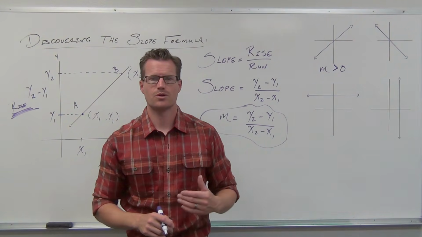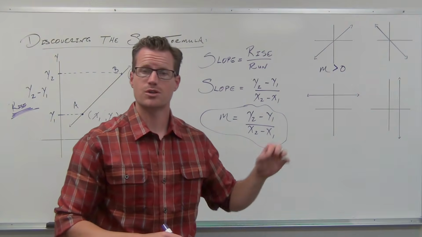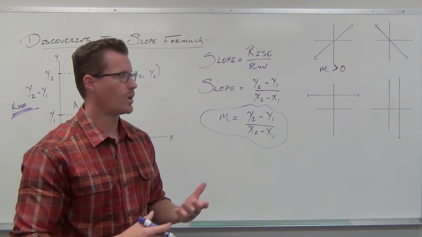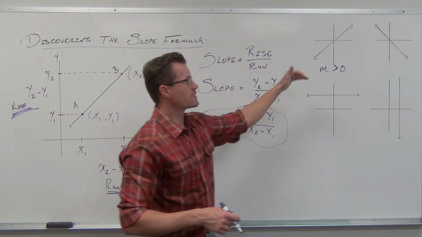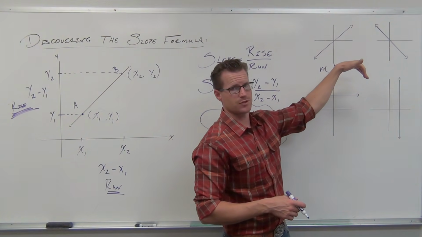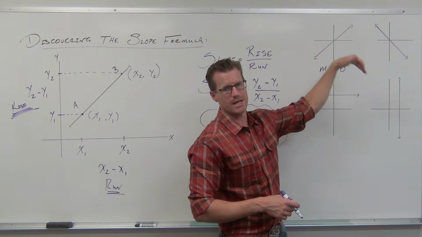All positive numbers are numbers that are more than 0. So our slope would be more than 0. 1, 2, 3, whatever it is, fractions, who cares? But it's going to be positive. Slopes that decrease as we move from left to right, those slopes are negative slopes.